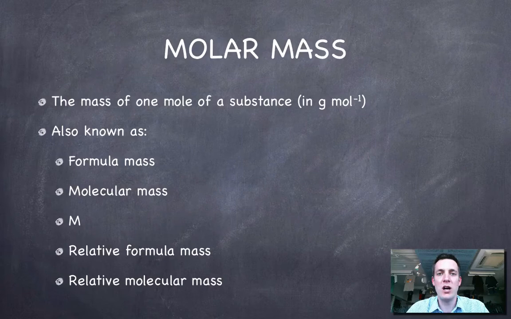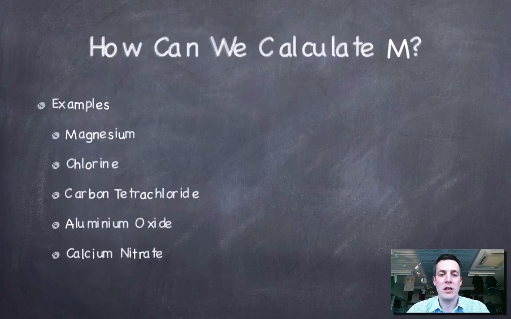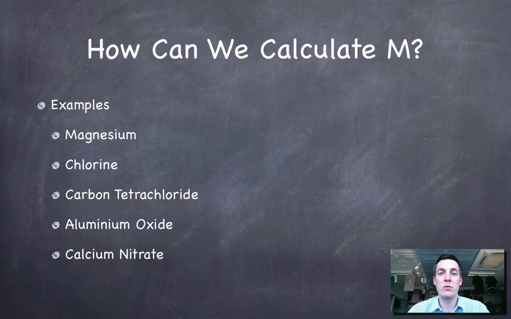And what we're describing when we state a molar mass is how much 1 mole of that substance weighs, in grams usually. So it's the mass of 1 mole of a substance. If you think about what that's telling us, it's the number of grams per mole. So the units are grams per mole. Okay, now let's have a look at just a few examples where we would calculate M.